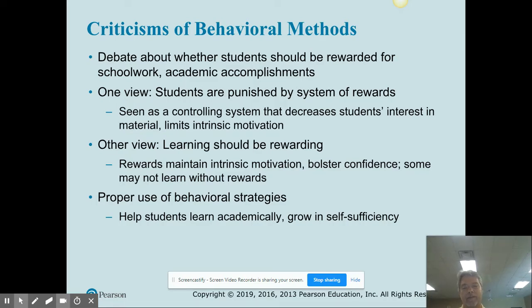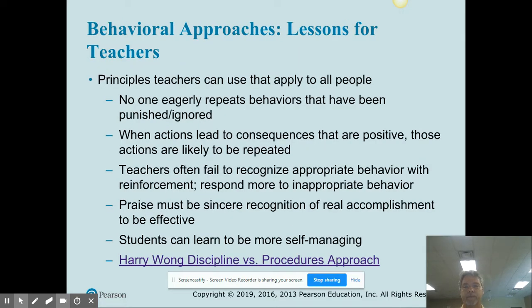Right? Proper use of behavior strategies. You've got to help students learn academically, and they need to grow from them. They can't be restrictive. So sometimes you have such stringent behavior modification plans in place that the students don't have any room for growth in the classroom. So you have to be careful with that component as well.